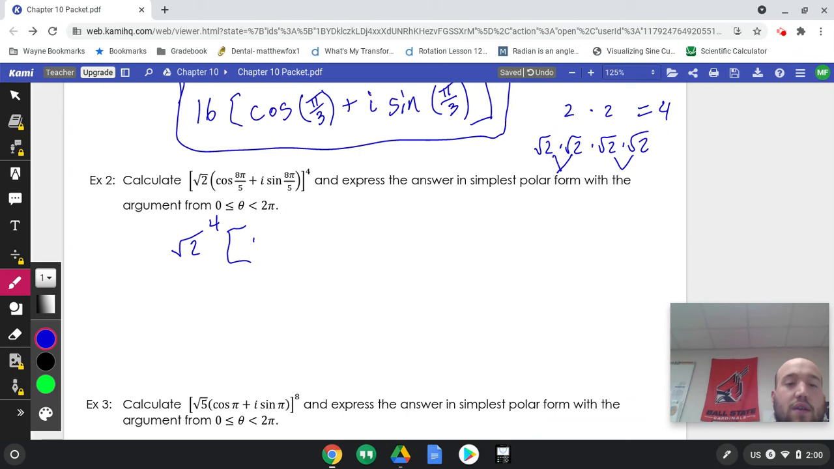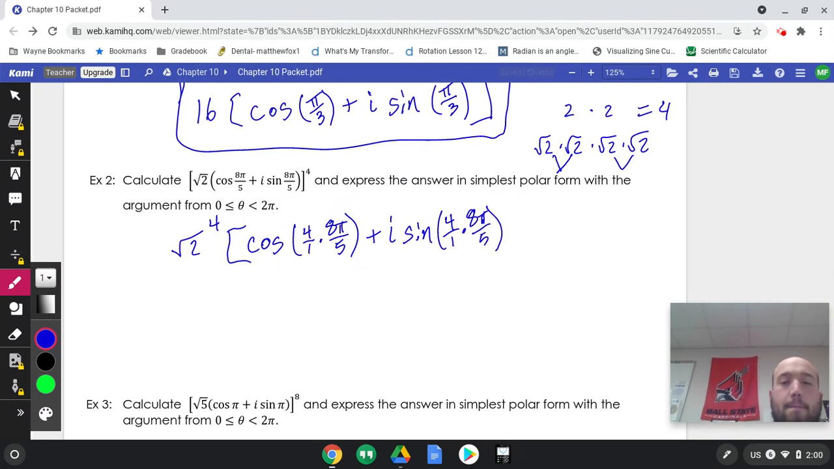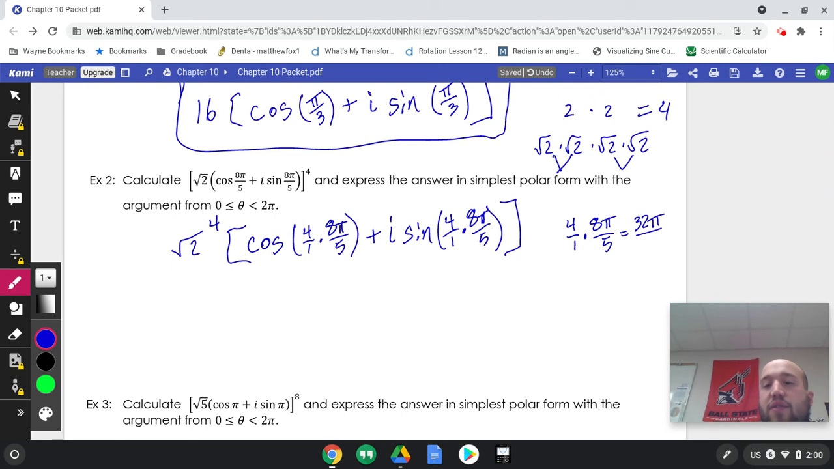Now it's the cosine of 4 over 1 times 8 pi over 5, and we do the same thing with sine. Over here on the right, we do 4 over 1 times 8 pi over 5. We're going to get 32 pi over 5.